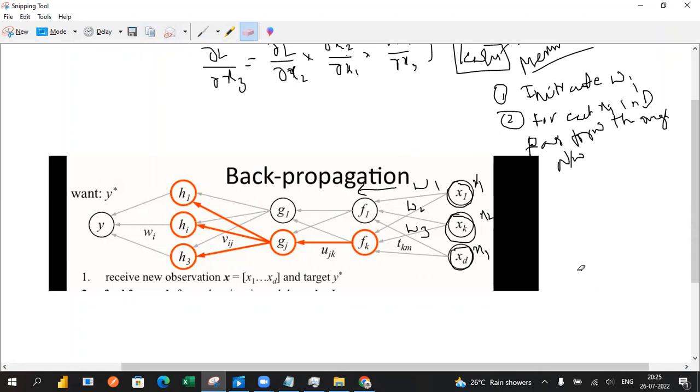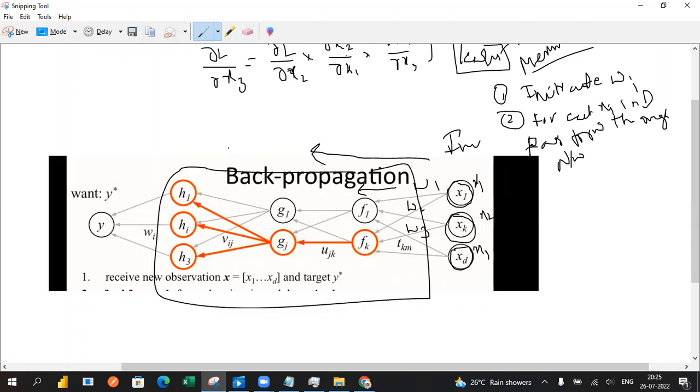I will pass each and every xi in D through the forward direction. You can say this is the forward direction. This is the input layer, these are the hidden layers, and this is the output you are going to get at the end, y hat.